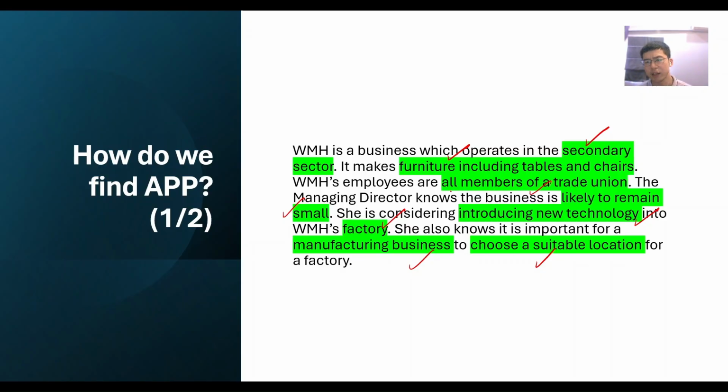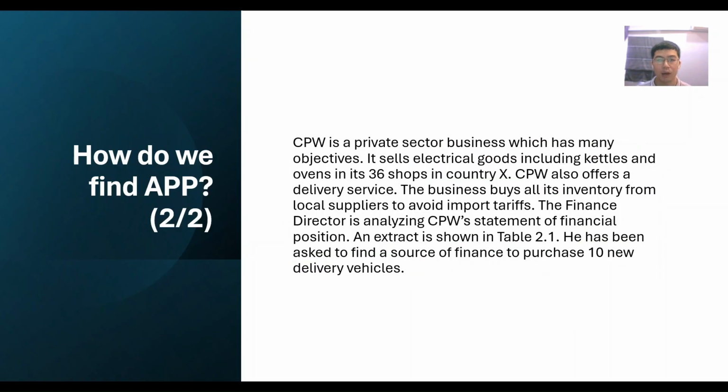Really quickly, furniture, tables, and chairs, I would consider this as just one application point. So students may try and argue that furniture, tables, and chairs are all separate application points. No, these all point to the product of the company, so they are the same application point. Now you try. Which do you think are actually application points? Pause the video and think.